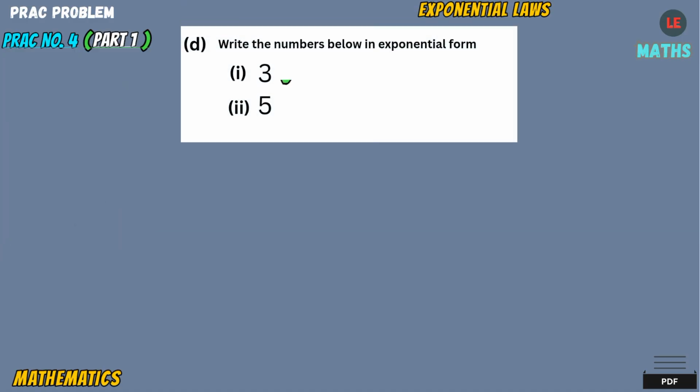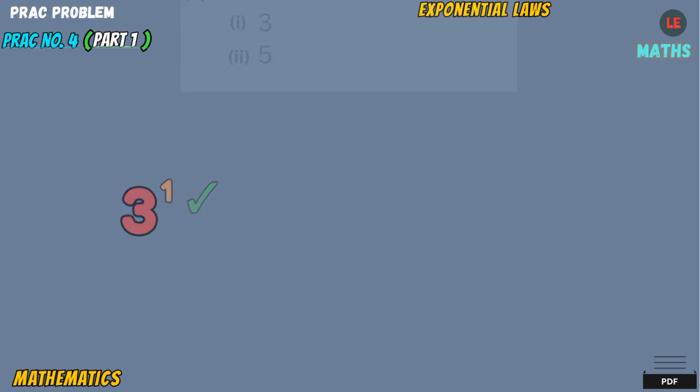If you were instructed to write this 3 in exponential form, you must know that any non-zero number raised to the power 1 is equal to itself. That means if you respond to this instruction, you keep 3 as a base and always choose 1 as an exponent and combine them. By doing so, you have responded correctly.